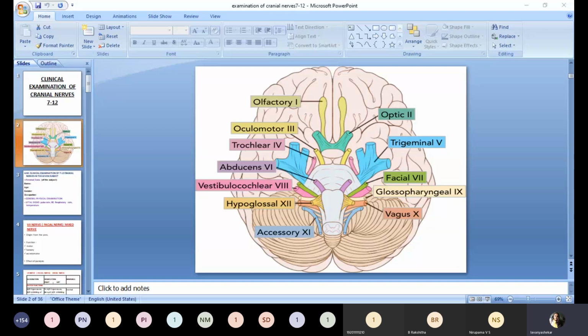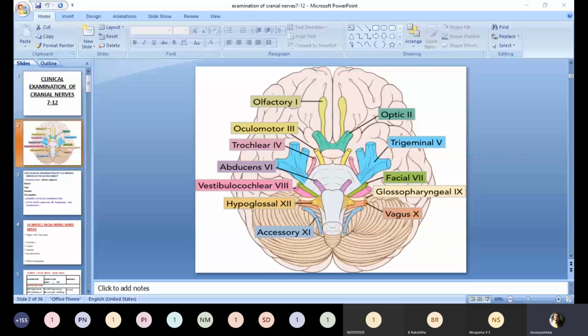So the first thing is your motor fibers. The motor fibers mainly supply all the muscles of your face as well as the scalp, except for levator palpebrae superioris. Also, it supplies your stylohyoid muscle, buccinator muscle and the stapedius muscle.